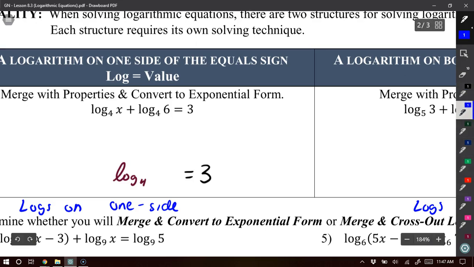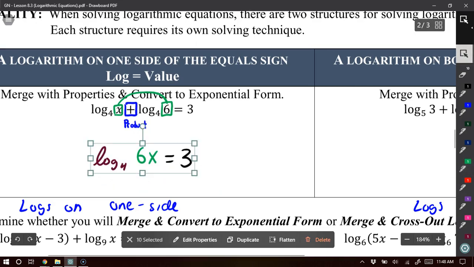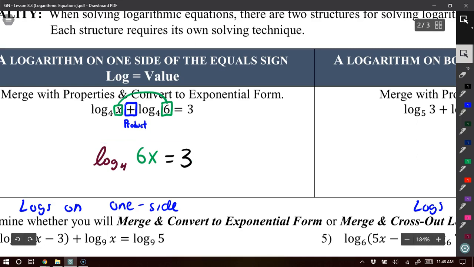So I go through and I look at it. Well, what am I doing? I am adding my logs, which means I am adding powers. So I'm going to do my product. I'm going to take that x and that 6 and multiply them together, and I'm going to get 6x. That is really the same thing we did above. We're practicing that rule again. But to solve this, we're just going to look at how we would solve it.